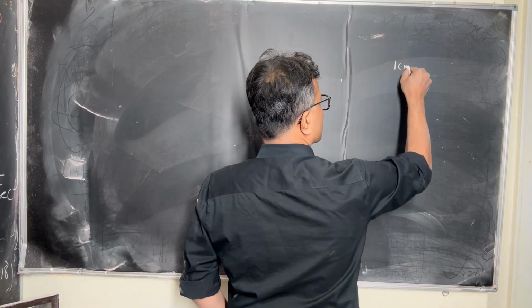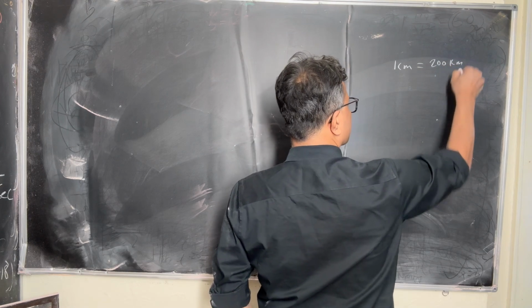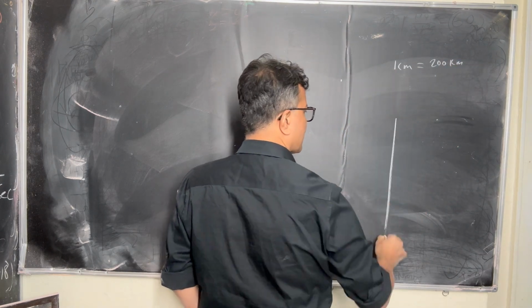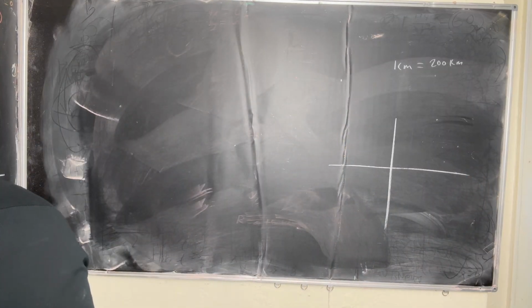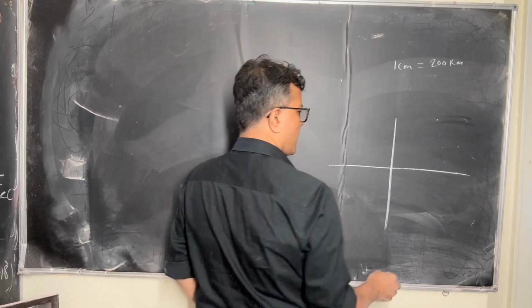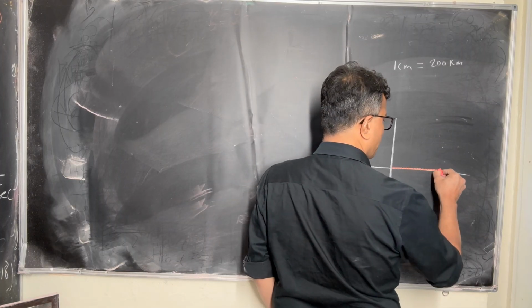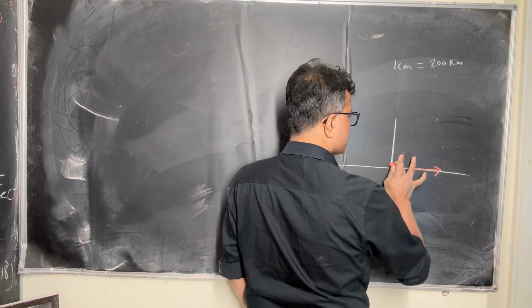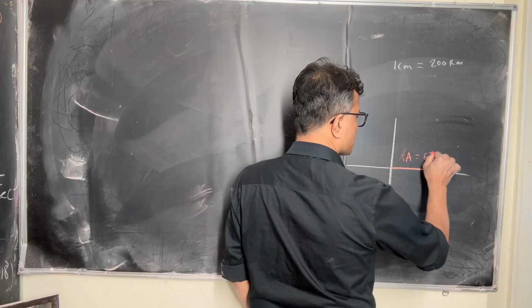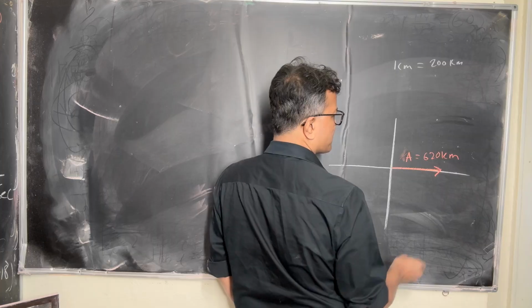1 centimeter is 200 kilometer, I said. Okay, that doesn't matter because I'm not going to do it to scale, since I don't have the ruler and protractor with me right now. This is vector A, which is 620 kilometer. Vector B is 45 degree.